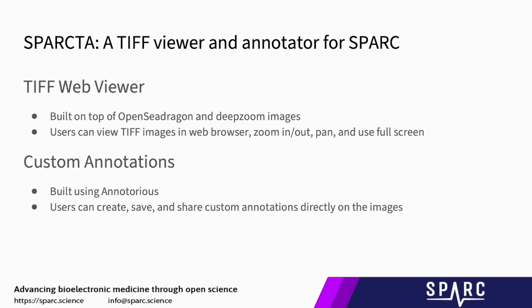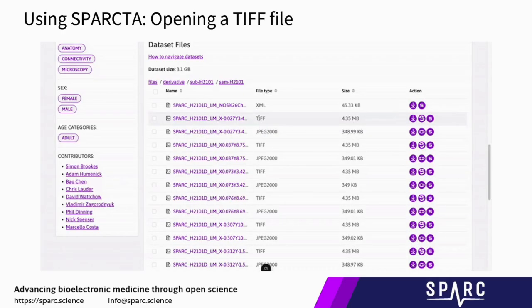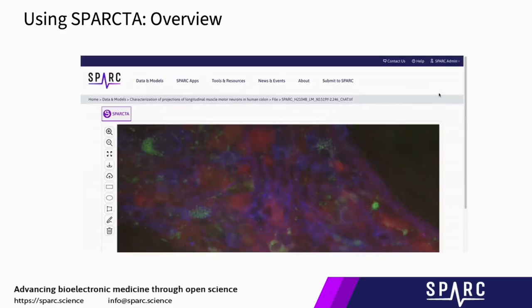We also provide custom annotation, and we built this using Annotorious. Using our custom annotation, users can create, save, and share the custom annotation directly on the images. So this is how it will look. Now every time you see a TIFF file, you will also have an extra action button. If you hover over it and click that button, you will be directed to our Sparta viewer.